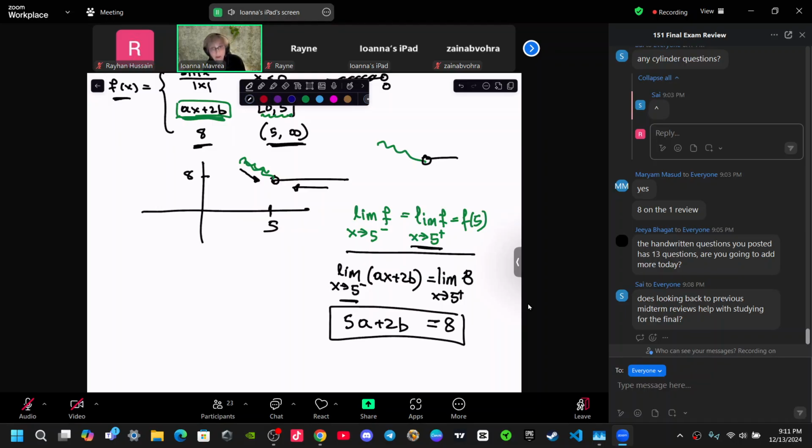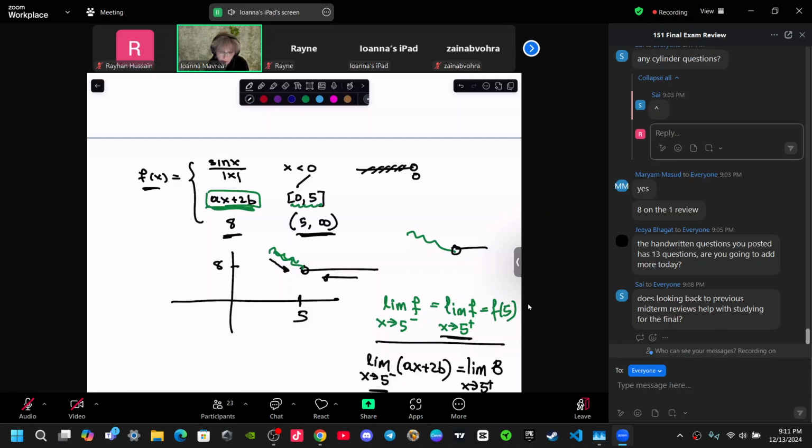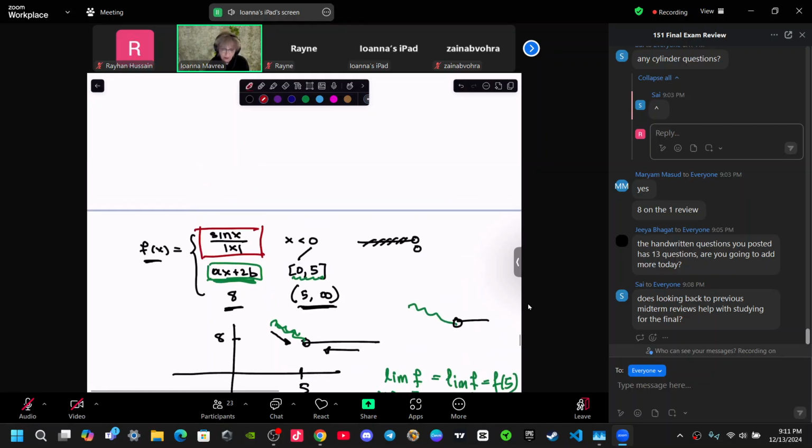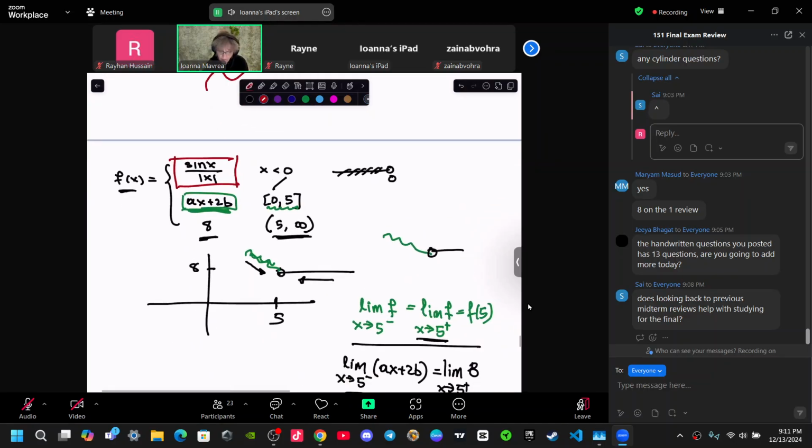Okay, that's a beginning, that's good, but I need 2 equations to solve for 2 unknowns, and I only have 1. So I must be able to find some other equation to solve for a and b. So I'm going to leave this alone, and I'm going to go back to the other piece. The other piece says this graph has to connect with a green graph because the function is continuous.